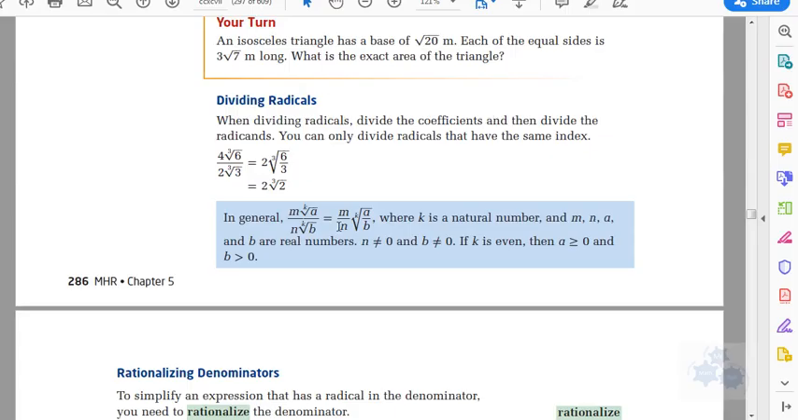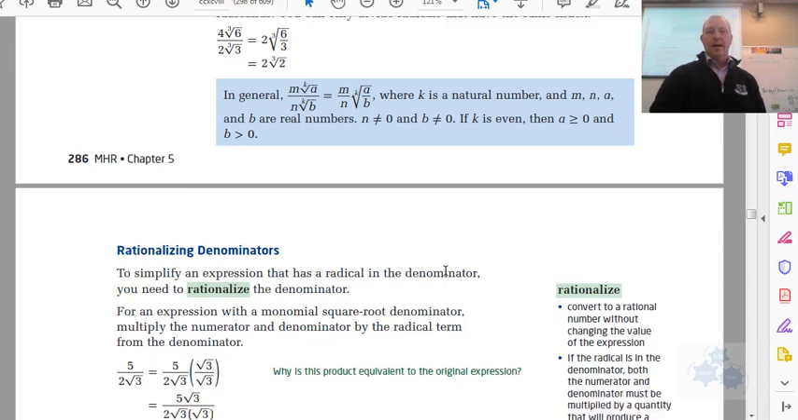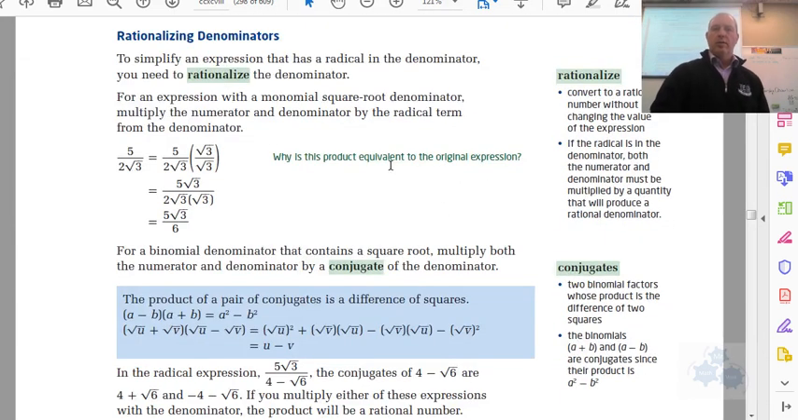So I'll just highlight this blue section again, dividing radicals. Divide the integer parts and divide the radical parts as long as the index of the radicals are the same. Okay, so this is a big part of this lesson. This is probably something that would be fairly new to you.